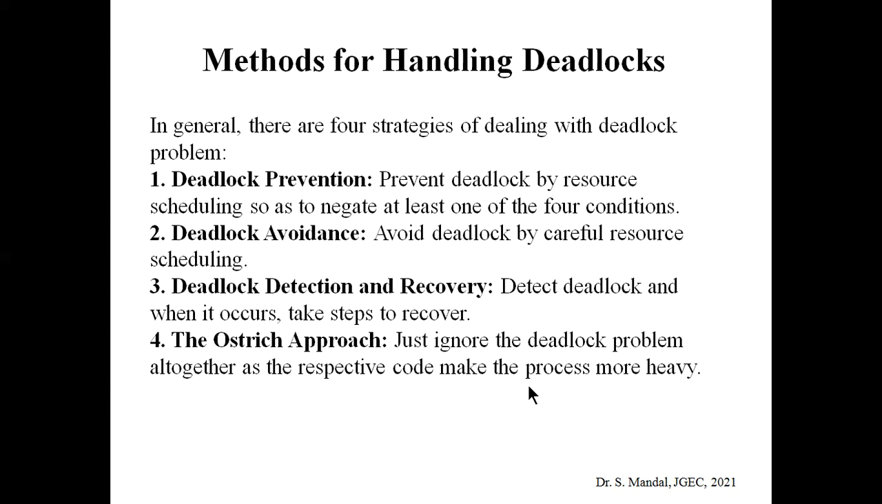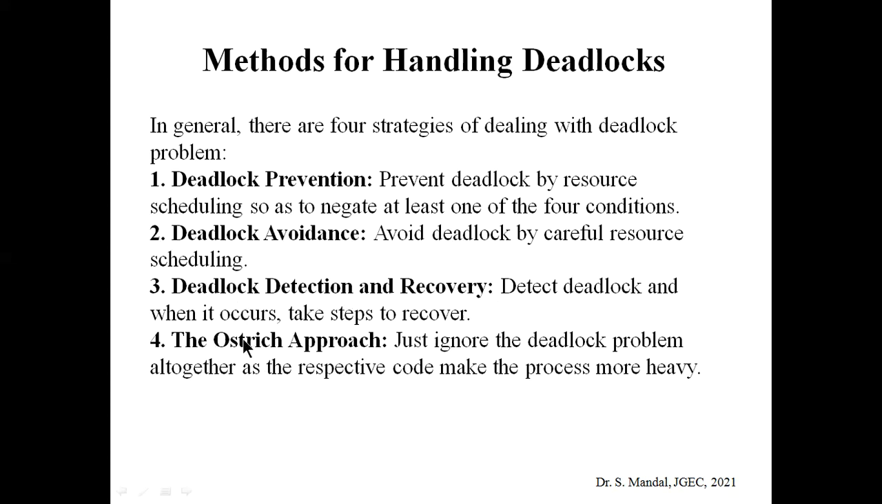Deadlock avoidance. Here we develop some kind of algorithm so that we can avoid the deadlock easily by a careful resource scheduling process. Now the third one is deadlock detection and recovery. Here it will detect the deadlock that has already occurred in the process, and after that it will take action on how to stop that deadlock. So that is deadlock detection and recovery.